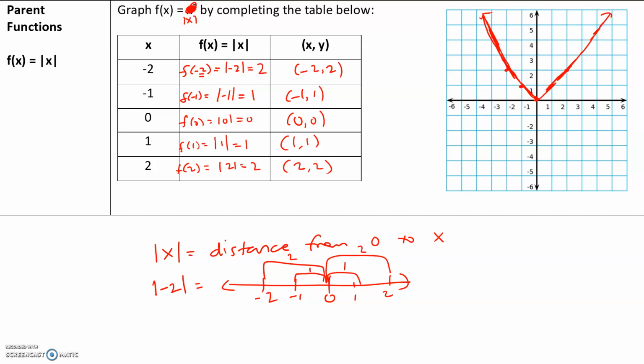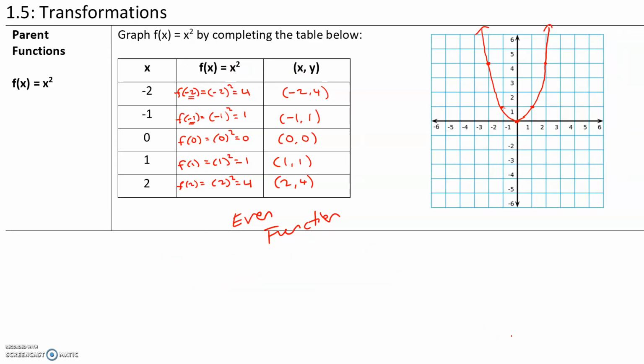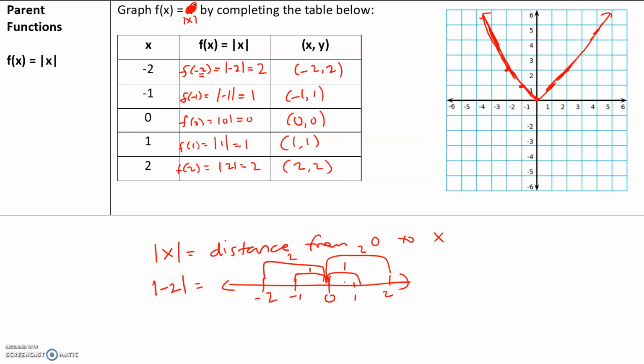Now notice the difference between the two. They're both symmetric with respect to the y-axis, but our x squared, our quadratic function, takes a U shape, whereas the absolute value function takes a V shape.